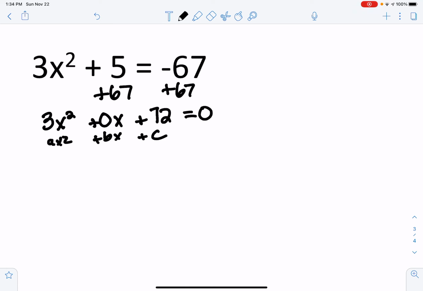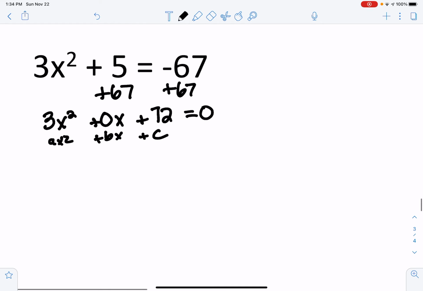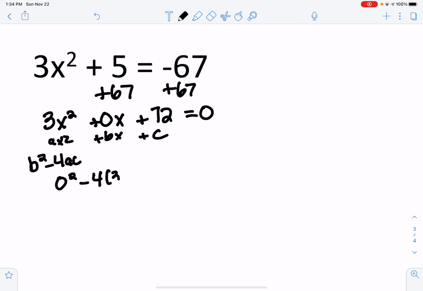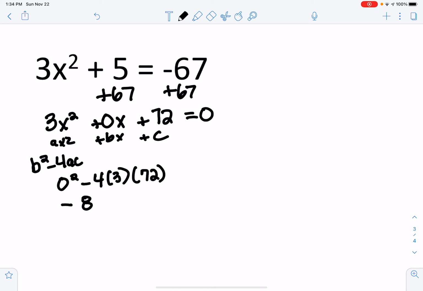quadratic formula. So the next part I'm going to use is to find the discriminant, which is b squared minus 4ac. And so b squared minus 4ac, in this case, b is 0. So we're going to go 0 squared minus 4 times 3 times 72. And so that's going to get us negative, I believe it's 864.